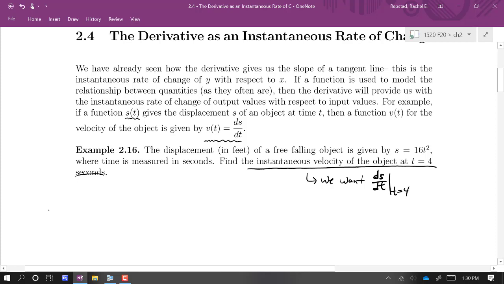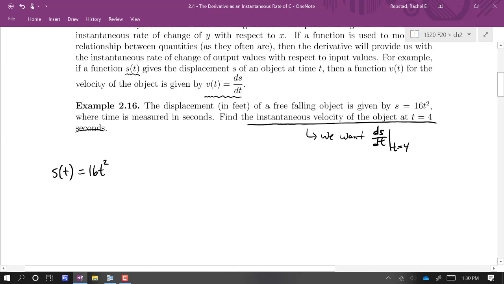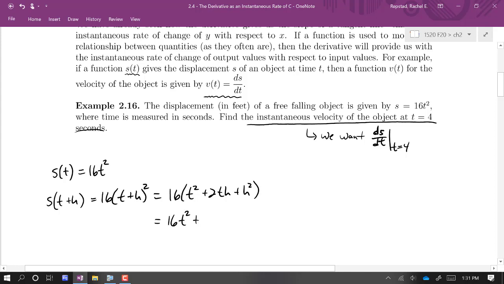So our function, I'll call it s of t, is 16t squared. We know how to find the derivative, right? We're going to find s of t plus h. That is 16 times t plus h squared. And then we can do some algebra here. We'll FOIL out the t plus h, we get t squared plus 2th plus h squared. And we can distribute the 16. Okay, so this is s of t plus h.